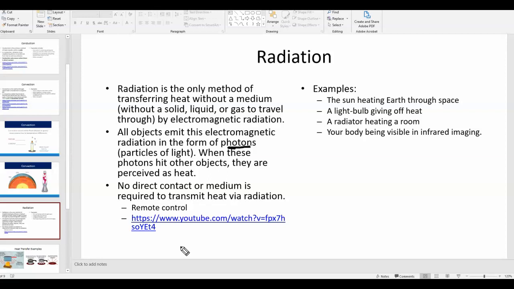I also want to tell you that a lot of the time, if you have a remote control for your TV or something like that, those typically work using infrared radiation. Usually they're weak enough that you can't feel any heat coming from them, that they don't have quite the correct energy for that. But that is also technically an example of infrared radiation.